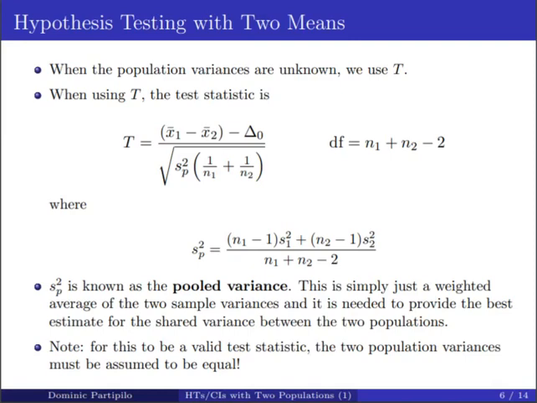The way we calculate this is to do n1 minus 1 times s1 squared. So this is the degrees of freedom from the first population times the first variance, plus the degrees of freedom for the second population times the second variance, divided by the overall degrees of freedom. So this is a weighted average of the two sample variances. And then when we find that, we put this into the formula right here. One thing to note is that we have to assume that the two population variances are equal, otherwise this is not valid.